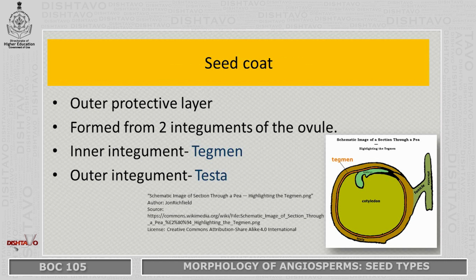The seed coat is the outer protective layer of the seed. It has two layers. The outer layer is called the testa and the inner layer is called the tegmen, which is formed from the two integuments of the ovule. As you can see in the picture, you have the placenta, the funicle, the cotyledon inside, the embryo, the tegmen which is the inner layer, and the outer layer, the testa.